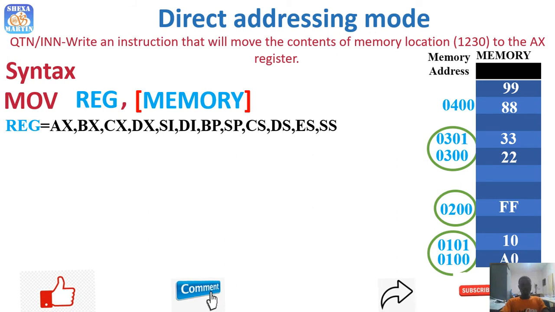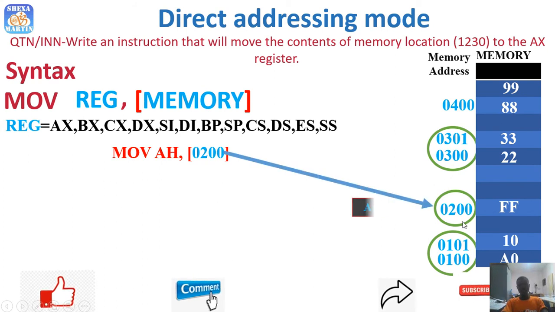So, assuming this, let's say we want to run this instruction. What do you think will happen? 0200 is a memory address, and this is the memory address that we have. So what are we moving into AH? AH is receiving the value that is residing at 0200, and the value is FF. So FF is now moved into AH.